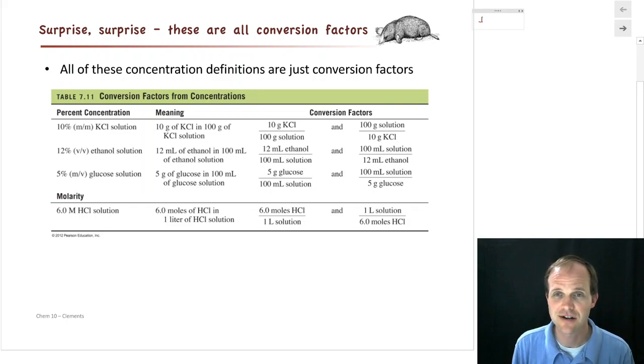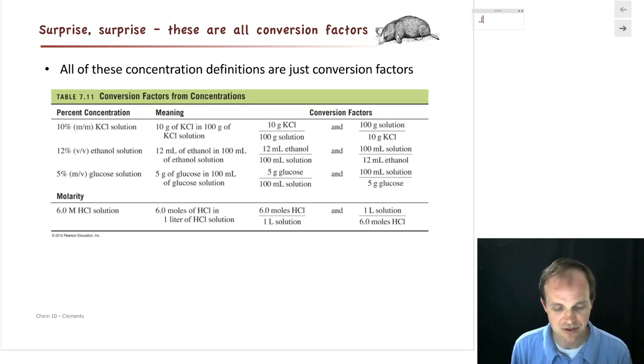We now have under our belt several different units for doing solubility and solution concentration. We have mass to mass, mass to volume, volume to volume, and molarity. And it should come as no shock to you that all of these are conversion factors that we can use in figuring out how much solute is in a given amount of solvent, or how much solvent we are going to need in order to get a certain amount of solute.